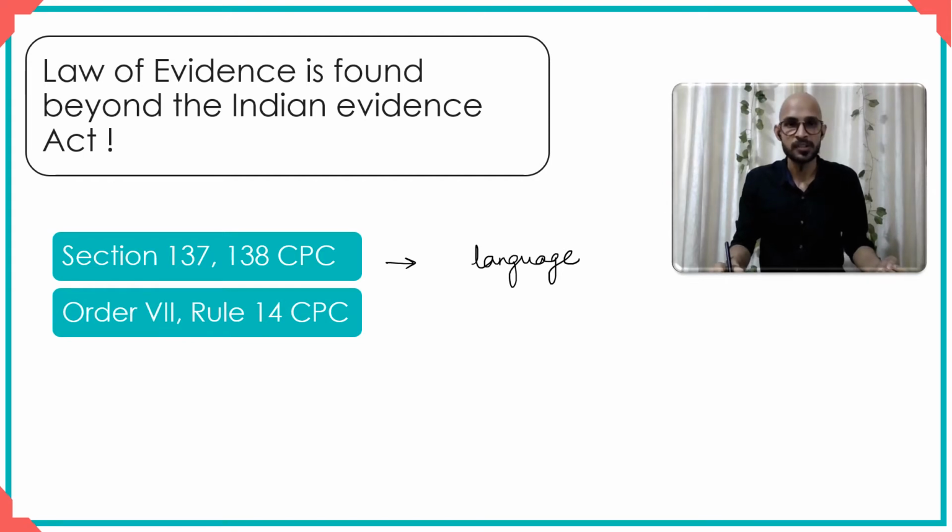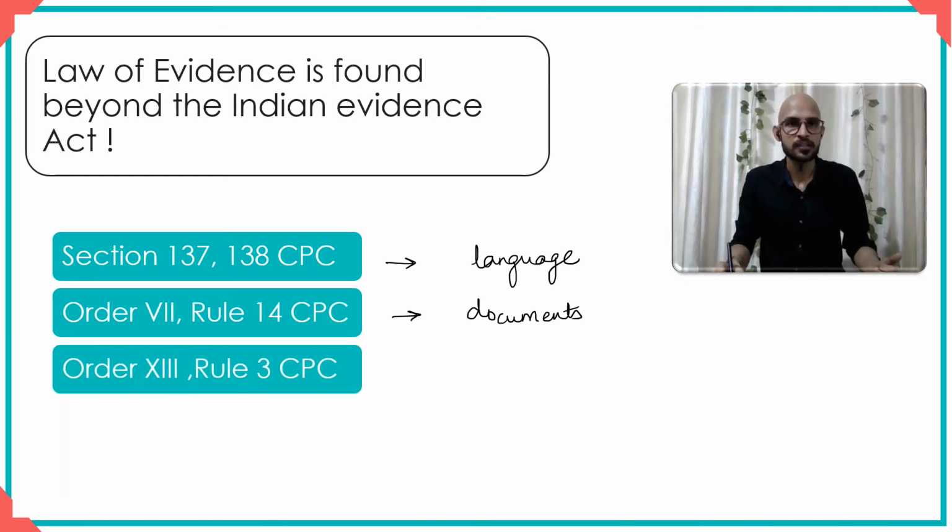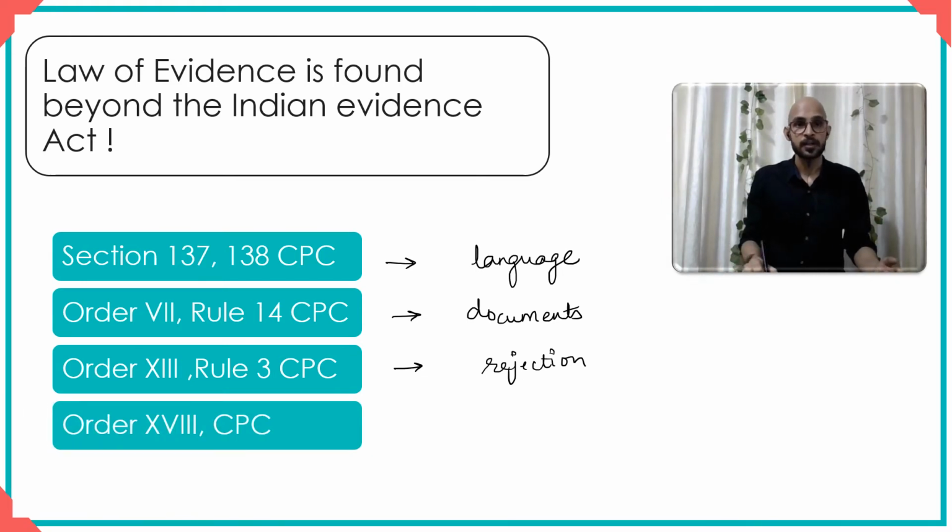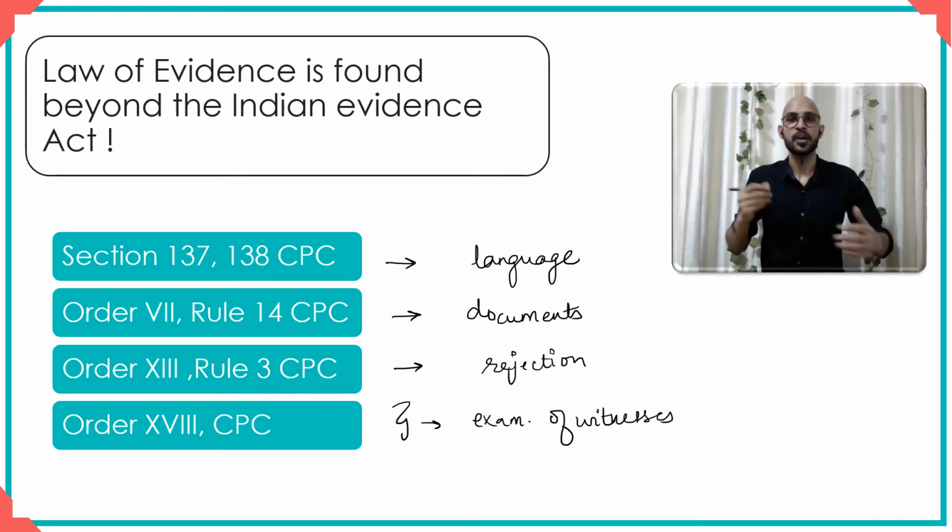Another example would be Order 7, Rule 14. Order 7, as you know, deals with the plaint, and Rule 14 talks about the fact that the plaintiff should bring the documents that he relies upon. So you see, bringing the documents again relates to evidence. It's a procedure relating to evidence. Likewise, under Order 13, Rule 3, you can see that there can be a rejection of irrelevant or inadmissible evidence. Again, a rule relating to evidence. And in fact, the whole of Order 18 deals with the examination of witnesses, right? So you can see that there's a lot of evidence law that is beyond the Indian Evidence Act.